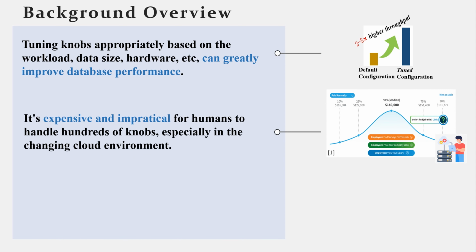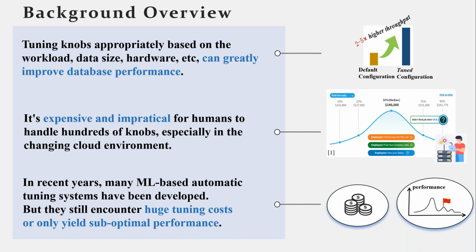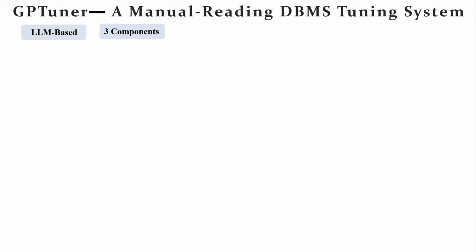Modern databases expose hundreds of knobs. It's expensive for humans to handle such a huge number of knobs in the cloud environment. In recent years, many machine learning-based automatic tuning systems have been developed. But they still encounter difficulties like high tuning costs and suboptimal performance, because they overly rely on black box optimization and overlook domain knowledge. GPTuner utilizes large language models to guide knob tuning.